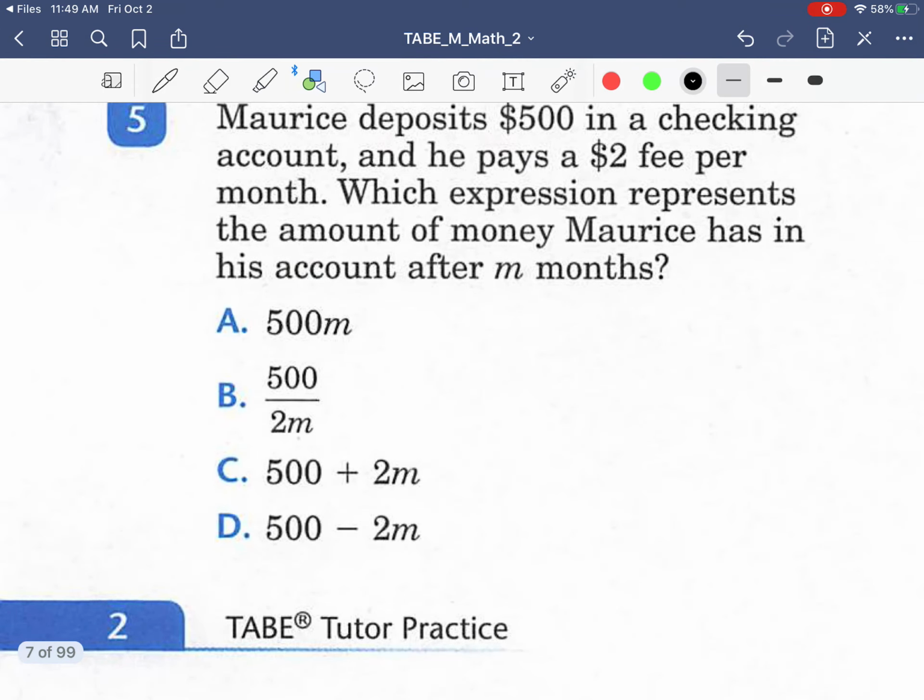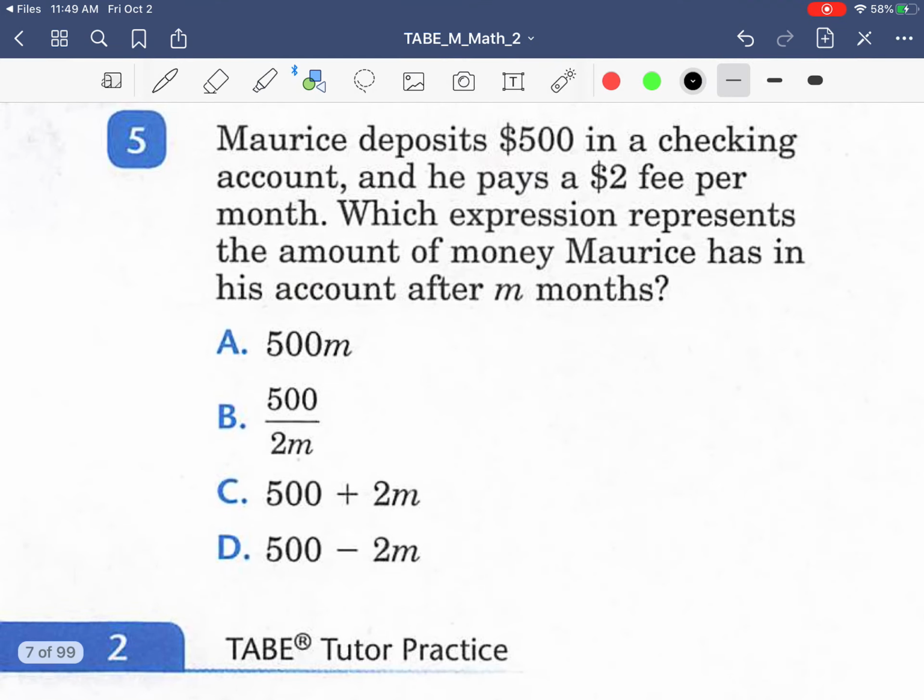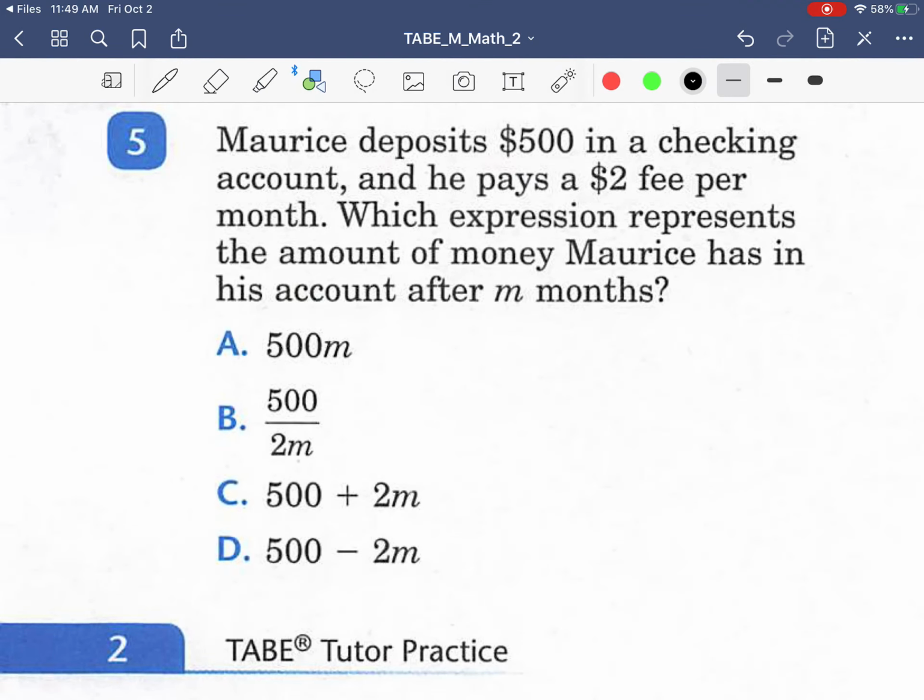Number 5. Maurice deposits $500 in a checking account and he pays $2 fee per month. Which expression represents the amount of money Maurice has in his account after M months? So he makes a deposit, and then he is paying out. That's subtracting. There's the answer. You don't even have to finish setting this up if you realize that he's paying out money.